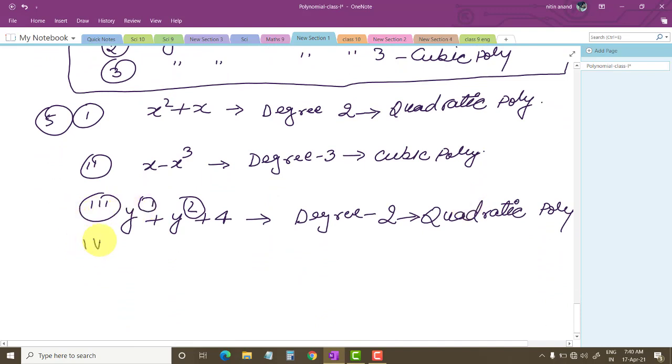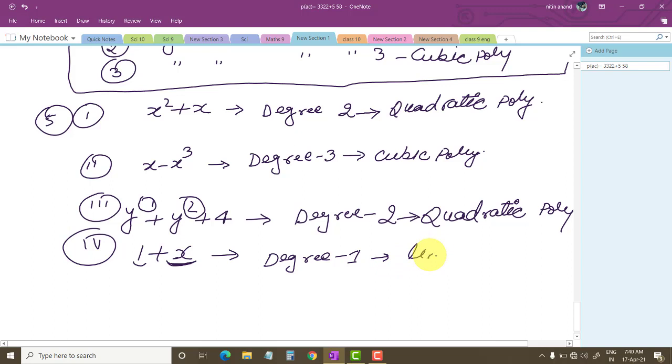Now the next question, question number 4, is 1 plus x. We will first see its degree. In this term the power is 0 and in this term the power is 1, so the maximum power from all the terms is 1. Then the degree of this polynomial is 1. Degree is 1, therefore this polynomial is known as a linear polynomial.